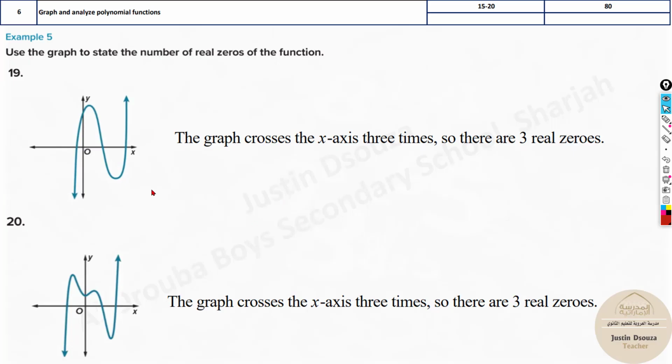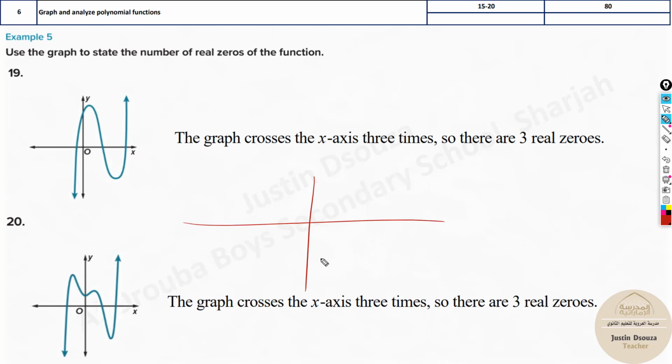It's such an easy problem. I hope you're clear with this. Always remember the x-intercept points are the real solutions. Whenever a graph touches the x-axis, that's the solution of that graph, not the y-intercept. It's only the x-intercept. So we are just counting how many x-intercept points there are, and that many real solutions there are.